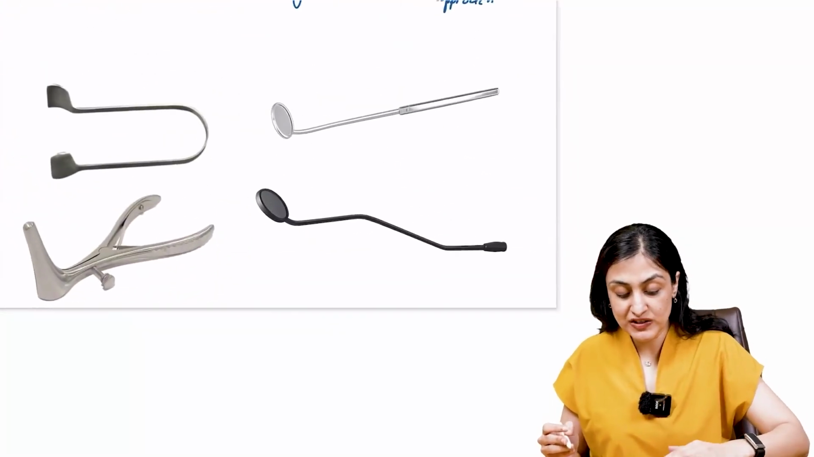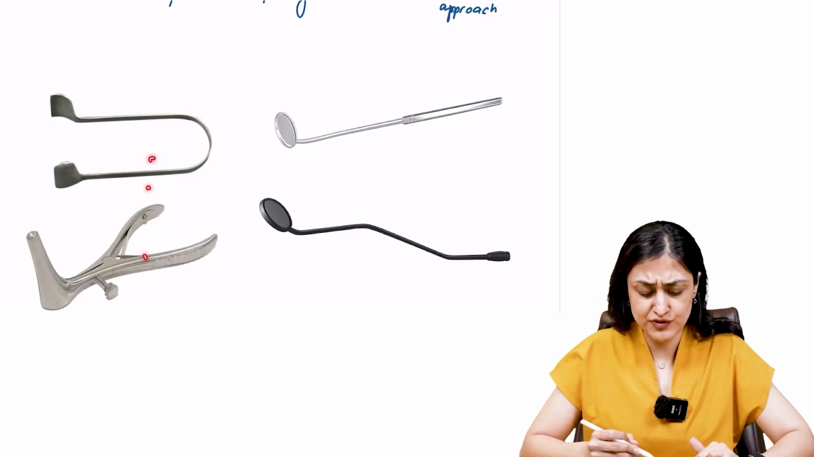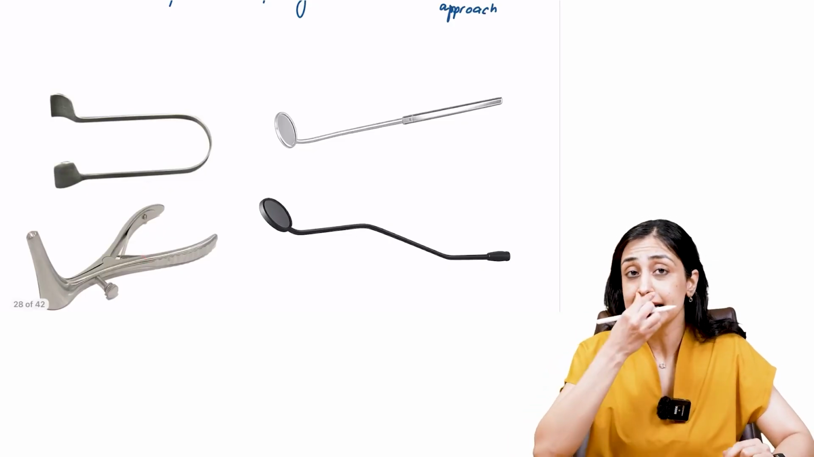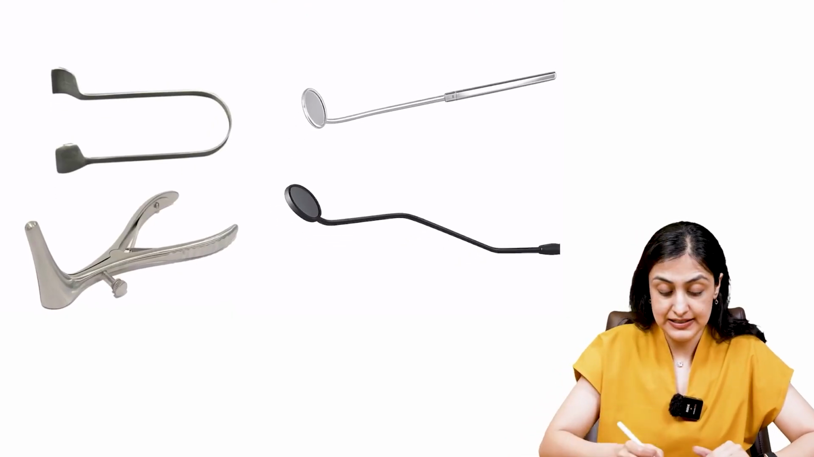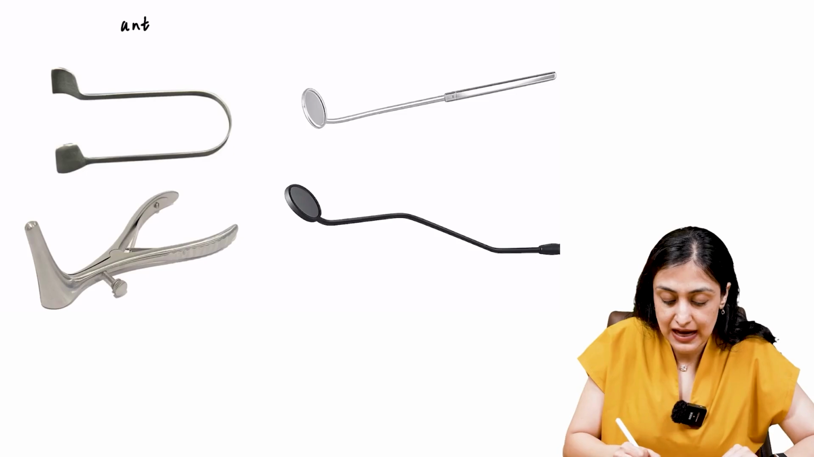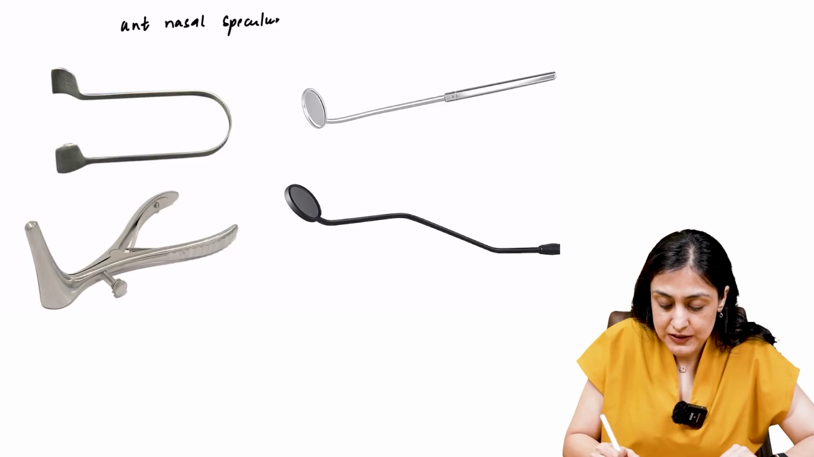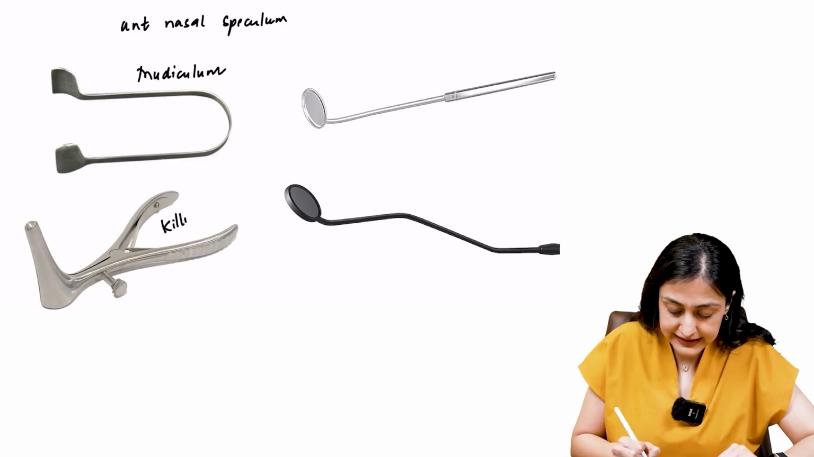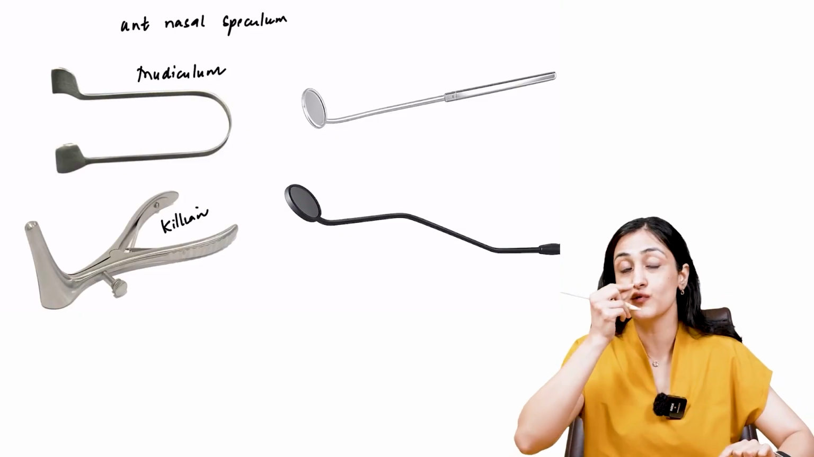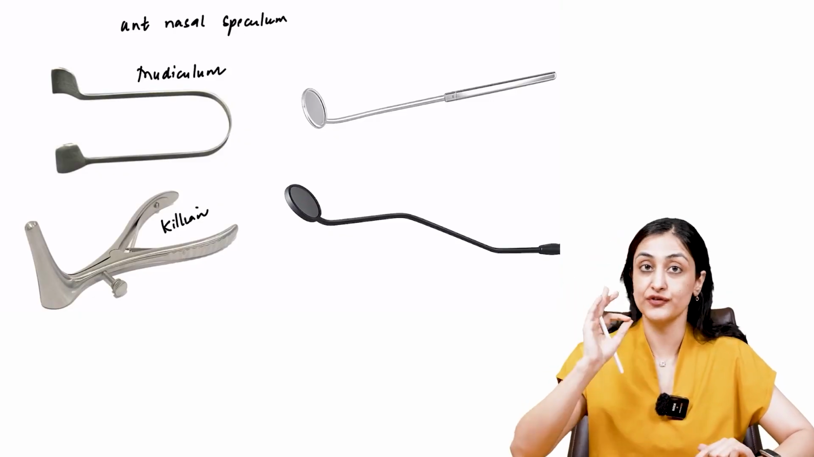Then a few instruments here. I hope both of these, you remember from your undergrad. These are nasal speculums for nasal examination, anterior nasal examination. So both of these are anterior nasal speculums. This one is your Thudicum, right? So I'm sure you all remember this. And this is your Killian's anterior nasal speculum. So it's for widening the anterior aspect of the nose.